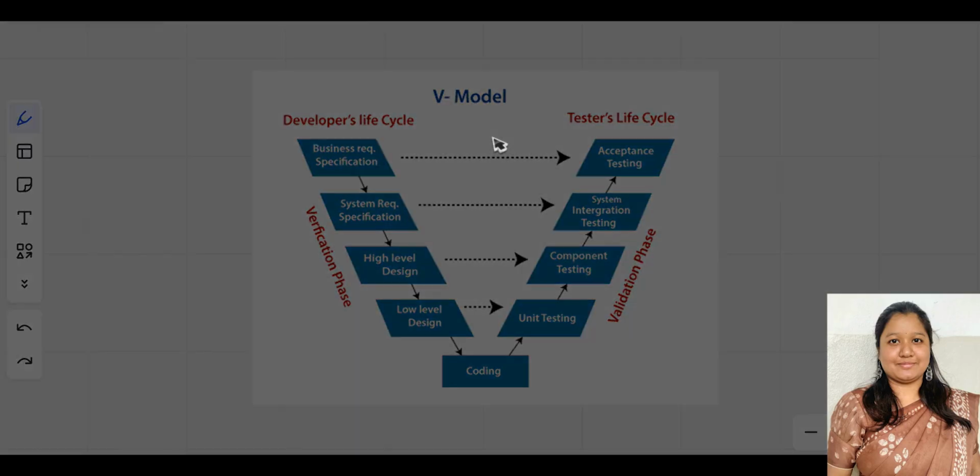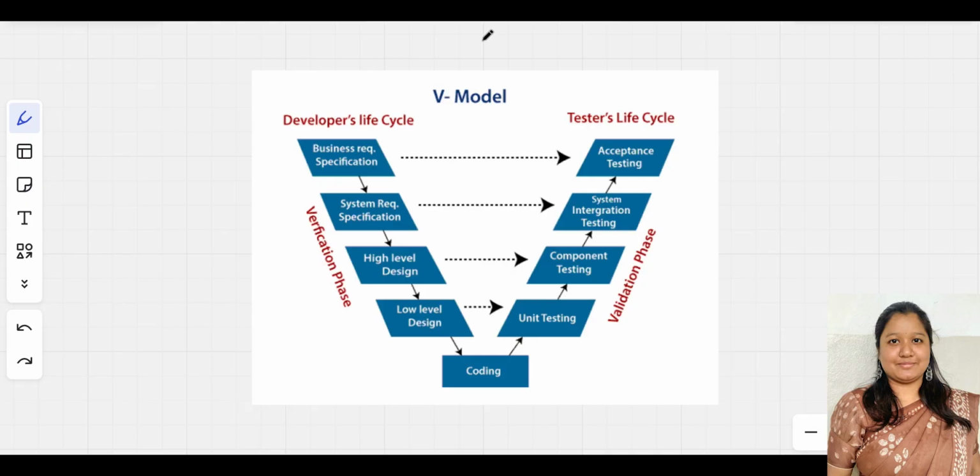In the V model, testing is not treated as a separate or final activity. Instead, testing is treated and planned in parallel with the development. As you can see, your V model is associated with two cycles. One is known as your developer life cycle, another is known as your tester life cycle. The developer life cycle goes corresponding to the tester life cycle. That means each phase is parallelly tested and validated before moving on to the next phase.